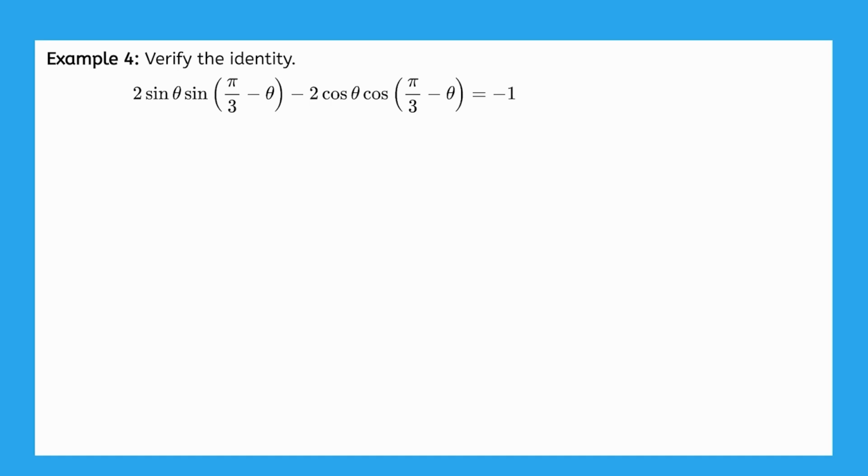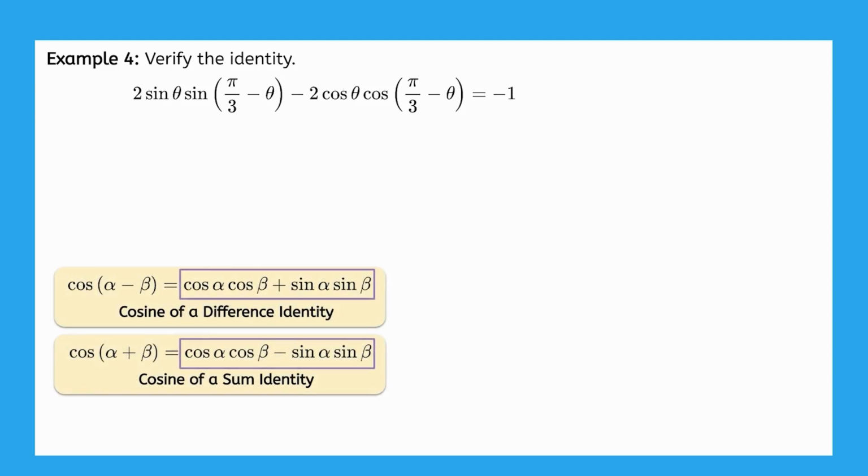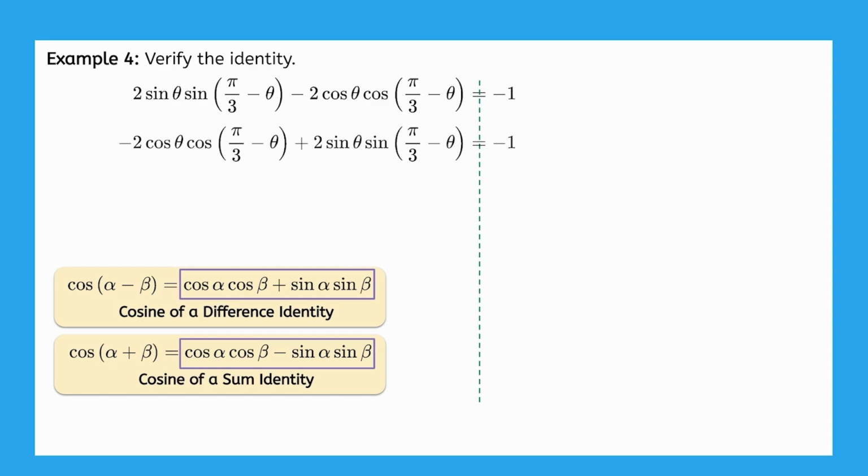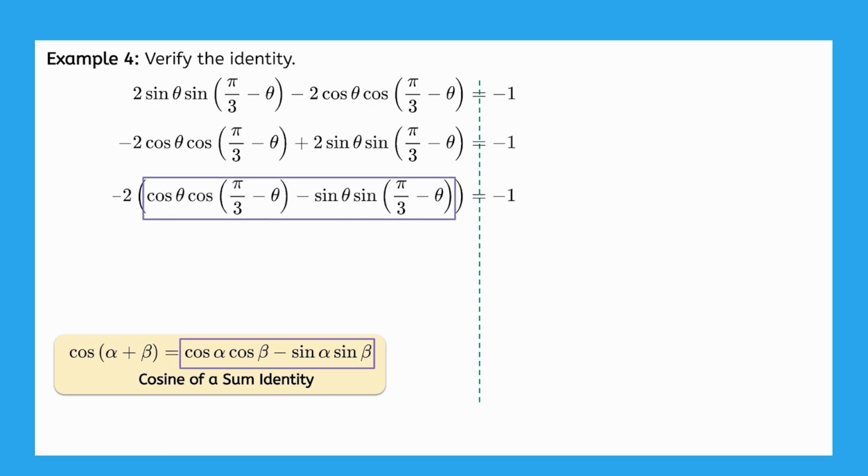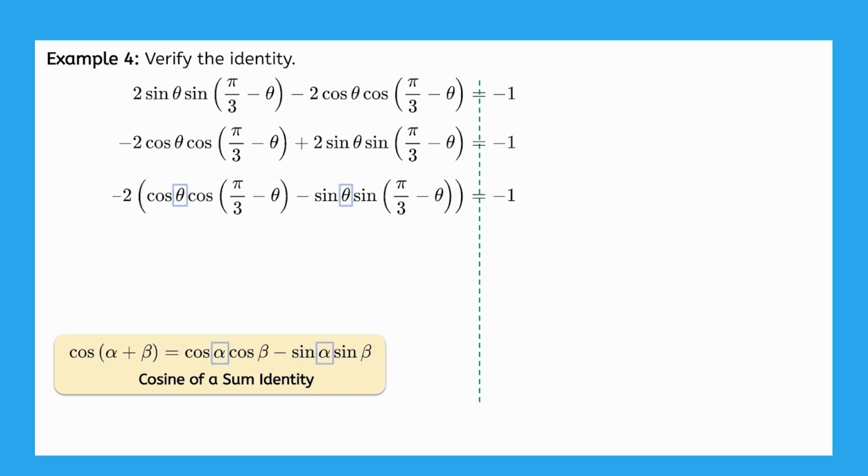We should definitely try to simplify the left side somehow. I notice there is a cosine of a difference here, which we could expand. However, I notice the entire left side has a pattern very close to the right side of the cosine sum and difference identities. This might be more apparent if we reorder the left side so that the cosines are first. Furthermore, we could factor out a negative 2 and we end up with the exact pattern of the cosine of a sum identity, with theta in the place of alpha and pi over 3 minus theta in the place of beta.